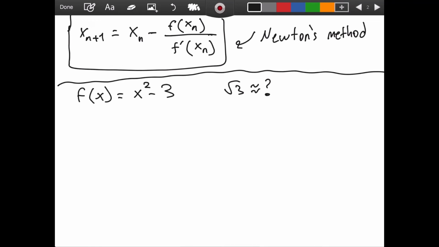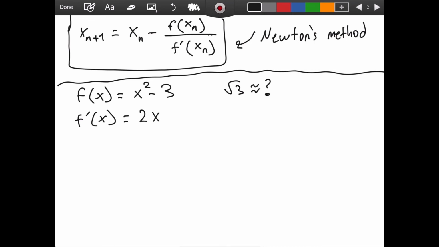So let's get started. We will need the derivative of our function, so let's just take the derivative. We will simply get 2x, because if we use the power rule, we bring 2 forward, then we decrease the exponent by 1, so we have 2x.